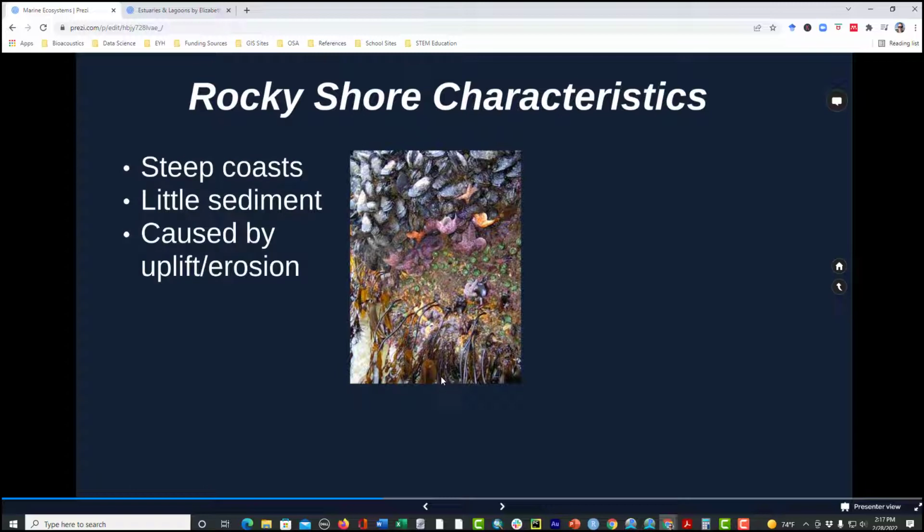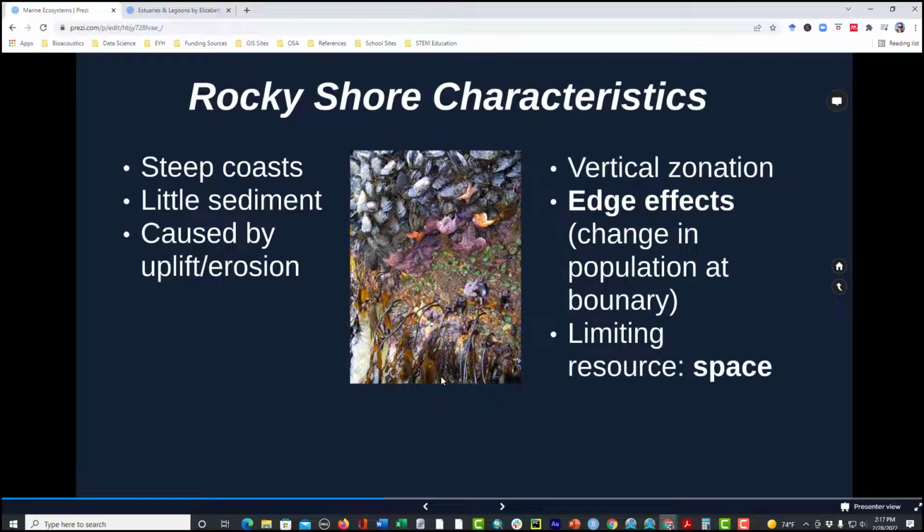The rocky shore characteristics tend to have steep coasts. There's going to be little sediment, and these rocky shores are going to be caused by uplift and erosion. Vertical zonation will also occur along these rocky shores, and we have something called the edge effect in these zones. Here, that basically means that there's a change in a population at a seemingly undefined boundary, although that boundary is defined by the tide.